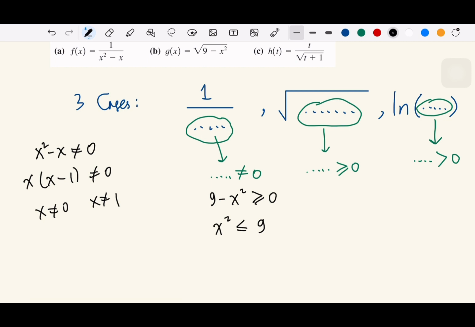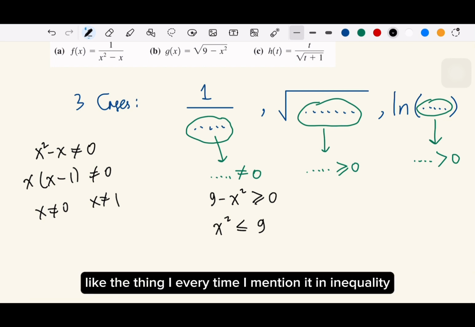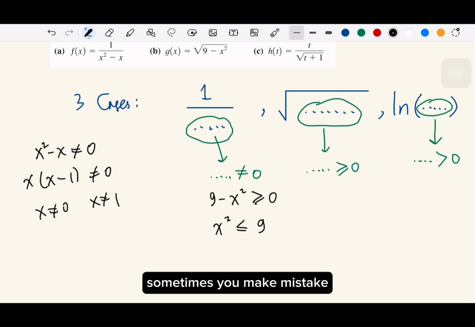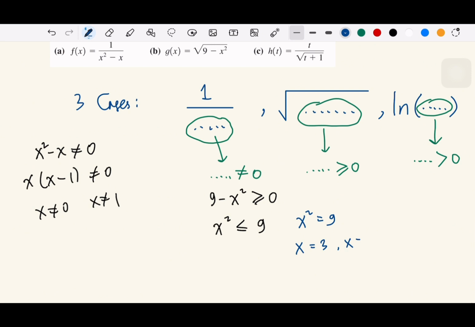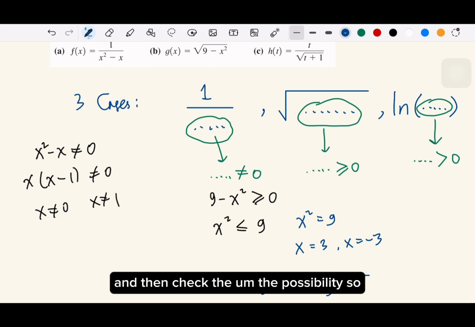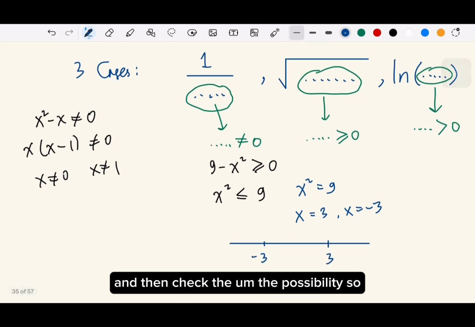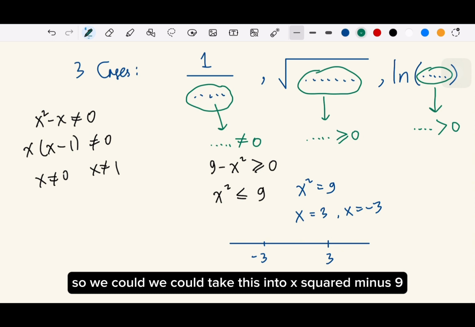Sometimes, like every time I mention it in inequality, you make a mistake, whether it's less, greater, or equal. So what we can do is take it as equal, find the x values first, put them into the number line, and then check the possibilities. So we could take this as x squared minus 9.